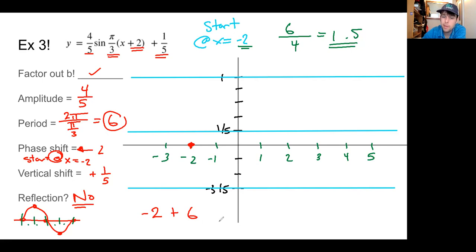So I'm going to add my period to that. That tells me I'm going to be ending at 4. So my cycle is going to go from -2 to 4. All right, that's pretty straightforward, I think, how we got that. Afterwards, the next step, the last step here, is to divide this cycle into 4 even increments.